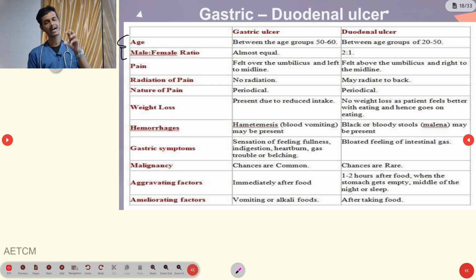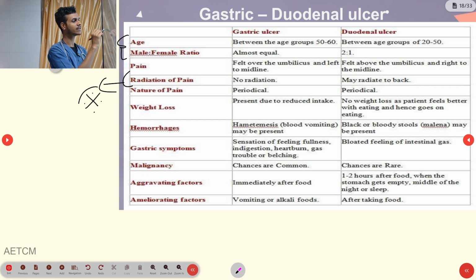And then pain: where the pain will be felt? In gastric ulcer, epigastric region left to the midline; duodenal ulcer, right to the midline, because of the anatomical location of the organ. And then radiation of the pain: in gastric ulcer there won't be any radiation; in duodenal also majorly it won't radiate, but sometimes it may radiate to the back. This radiation of the pain is one of the most important things we have to know, because epigastric pain sometimes is misdiagnosed as myocardial infarction, myocardial ischemia, or acute coronary syndrome.